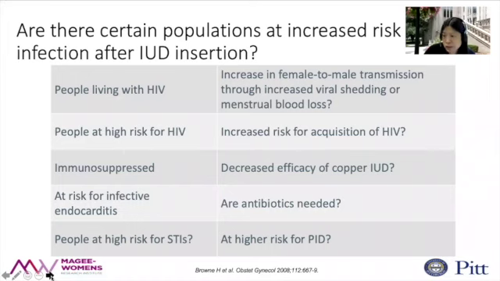For people who are immunosuppressed, a case report was published in 1981 of 2 pregnancies that occurred in patients with immunosuppression, and that raised the question of whether or not there's possibly decreased efficacy of copper IUDs. And although I know we already discussed that prophylactic antibiotics are not needed for IUD insertion, should they be provided for people at higher risk for infective endocarditis? Are people at higher risk for STIs at higher risk for PID as well?